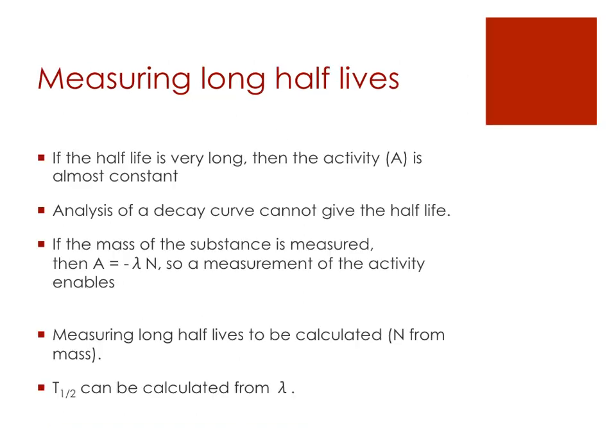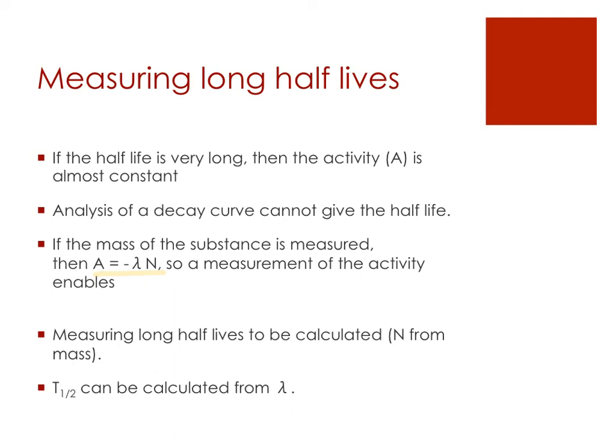Now, there are 2 examples where it's not very easy to measure the half-life, so we have to be a little bit more creative. The first case is if there's a long half-life. So if that was the case, then it's not very easy for us to measure over time because we really won't get a change in our activity rate. So what we have to do then is go back to that equation I referred to earlier. The activity equals the negative decay constant times the number of nuclei.